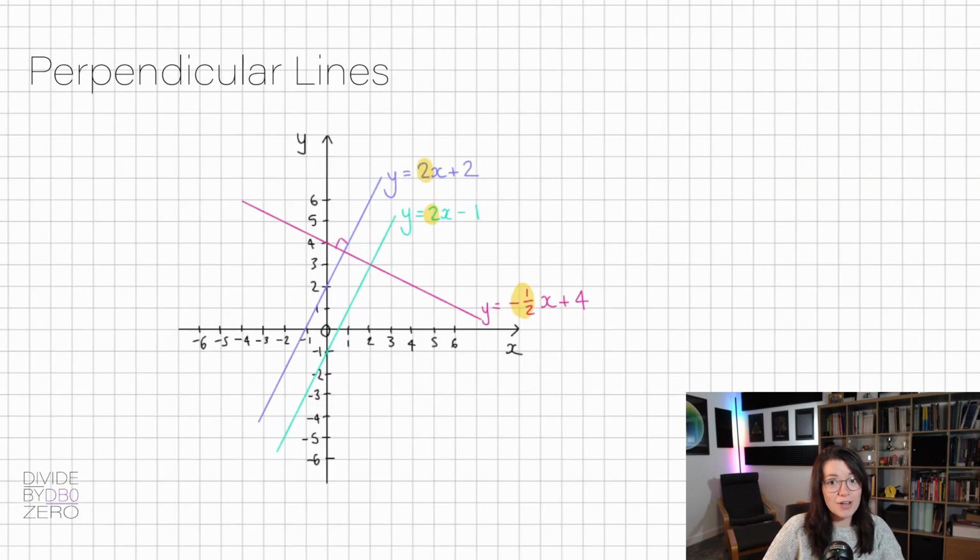Moving on to the next higher idea, perpendicular lines. In the previous video, I talked about how parallel lines have the same gradient as each other. So in this case, the purple and the blue lines both have a gradient of 2 and they're parallel.